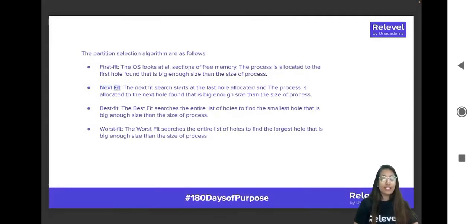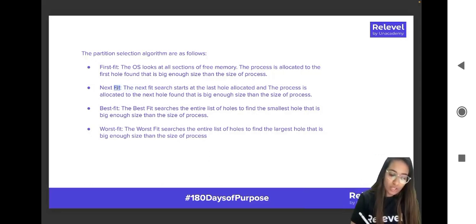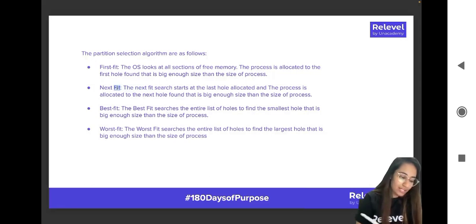Okay, and next is the next fit. The next fit starts at the last hole that was allocated, and the process is allocated to the next hole that is big enough for the size of the process. Let's say you did the allocation for process P1, but let's not destroy this example. Let's take another example. Here we have the operating system 4 kb, 10 kb, 6 kb, 9 kb.